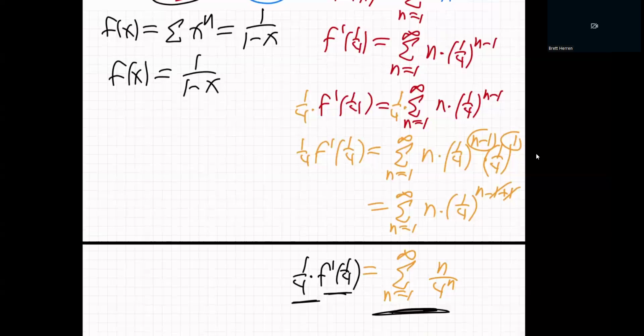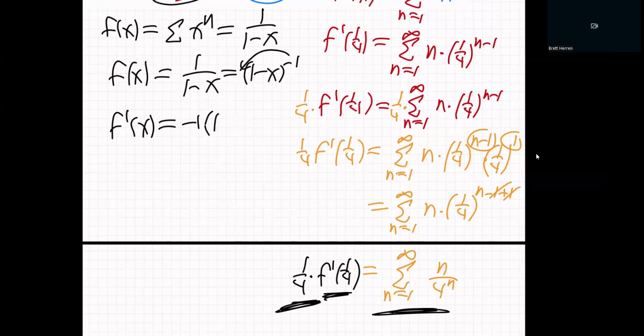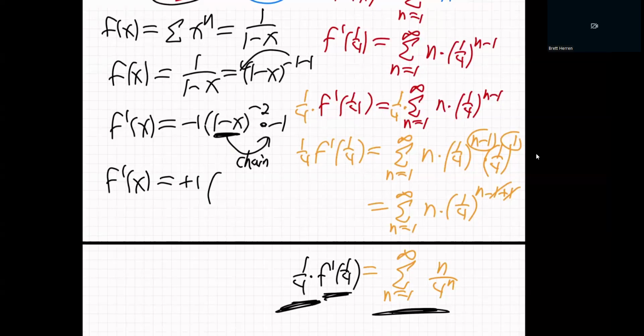And we already proved that if we can find 1/4 times f prime of 1/4, we'll get our answer. So let's take f prime. How do we do f prime? Well, let's rewrite this as 1 minus x to the minus 1. So the derivative: bring down the minus 1, 1 minus x to the minus 2, subtract 1 from the power, times the derivative of the inside, chain rule, don't forget it, which is minus 1 because there's a minus in front of that x. So this negative and that negative cancel, and we have f prime of x is positive 1 minus x to the minus 2.